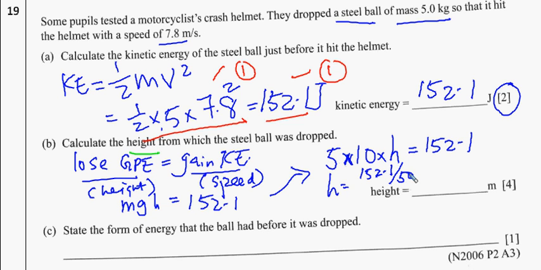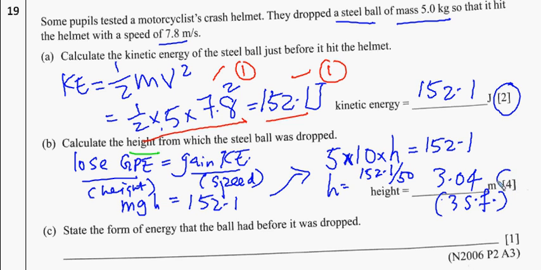So I press my calculator: 152.1 divided by 50. So my answer will be 3.04. Try to leave your answer in 3 significant figures. So in this case, it should be 3.04. So that's all for part B.